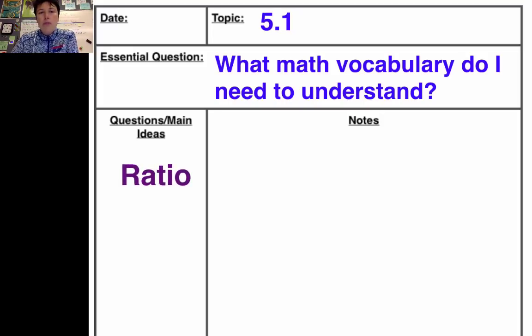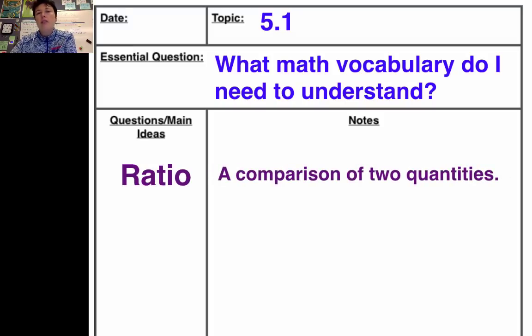So starting with the word ratio, chapter 5 in our textbook, if you use the same book as us in class, is all focused on ratios. And a ratio is just when you're comparing two quantities. That's all it is. It's a comparison of two quantities. So it's when you're comparing two things.